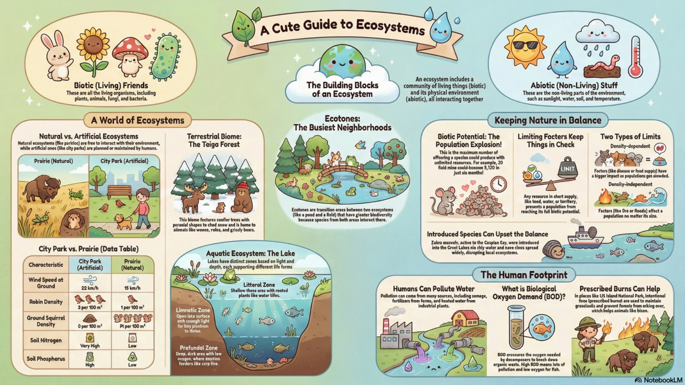We have the rules of the game: capacity, niche, tolerance. But what happens when an outside force, usually us, human activity, just comes in and smashes those rules? Now you're moving into density-independent factors. These are things like a chemical spill or a flood. They affect everyone in the population equally, no matter how crowded it is. And one of the biggest ones is the introduction of invasive species.